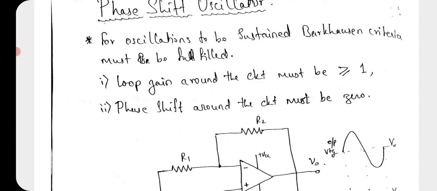The overall gain of your circuit should be greater than or equal to 1 only. Either it should be greater than 1 or equal to 1, not less than 1. Then phase shift around the circuit must be 0. The overall phase shift from input to output should be 0, which means there should not be any phase shift. These are the two conditions to be satisfied.